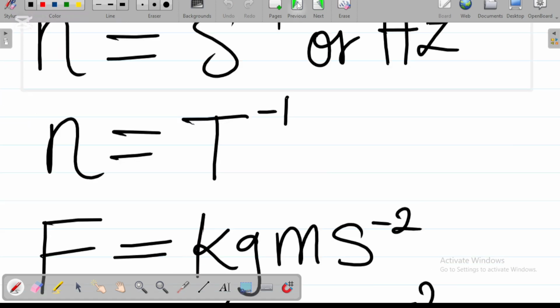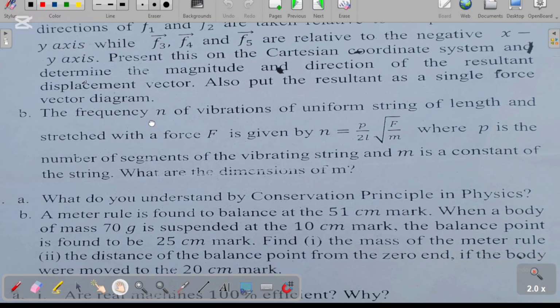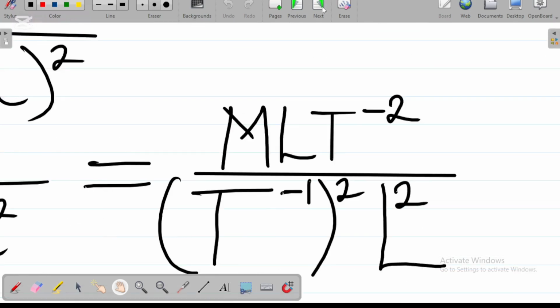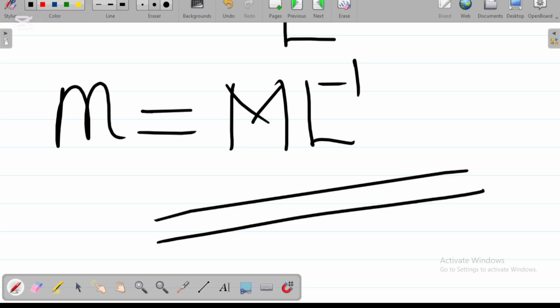Alright, so let's check the question. This is the question. It says, what are the dimensions of M? The dimension of M is equal to ML raised to power negative 1. So this is our final answer.